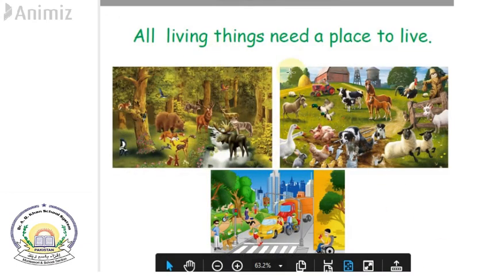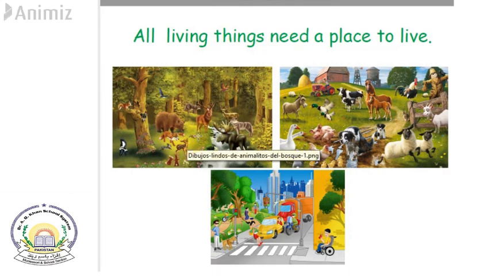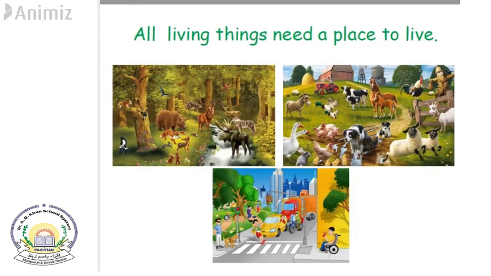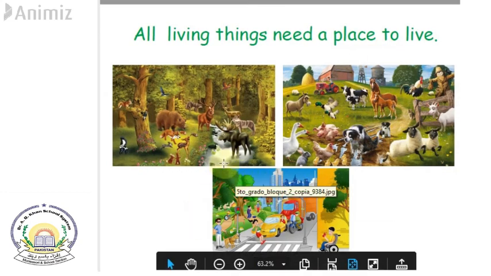All living things need a place to live, just as you can see in this picture. Animals live in the jungle. There are animals that live on a farm, and human beings live in houses. So all living things need a place to live.